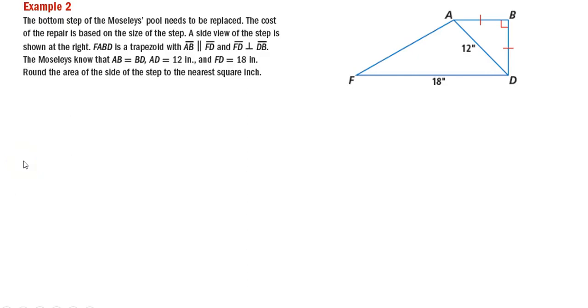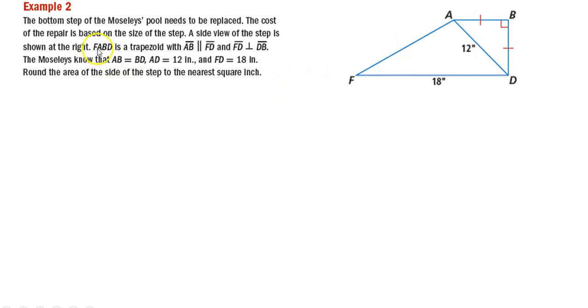All right, example 2 from 8-7 on special right triangles, where the bottom step of the Mosley's pool needs to be replaced. The cost of the repair is based on the size of the step. Obviously, the bigger the step, the more it's probably going to cost. Makes sense? A side view of the step is shown at the right. So here's the step. Not exactly sure what that is, but either way, there's a picture there that we can work with.